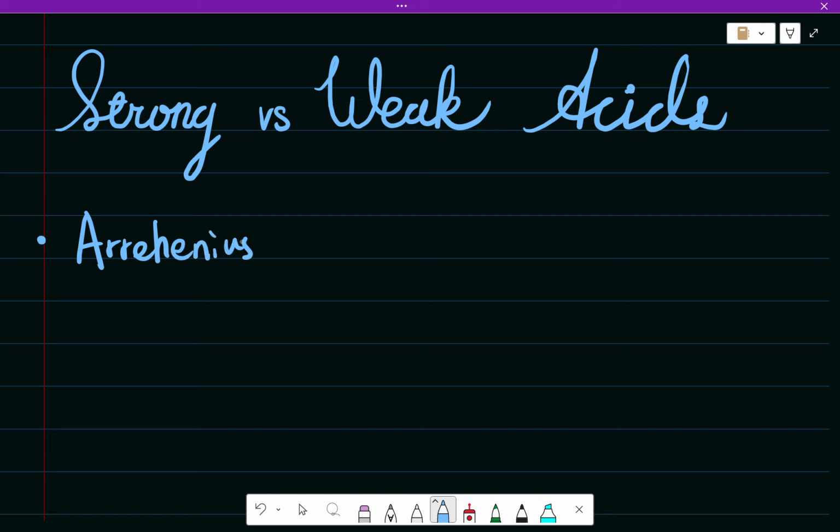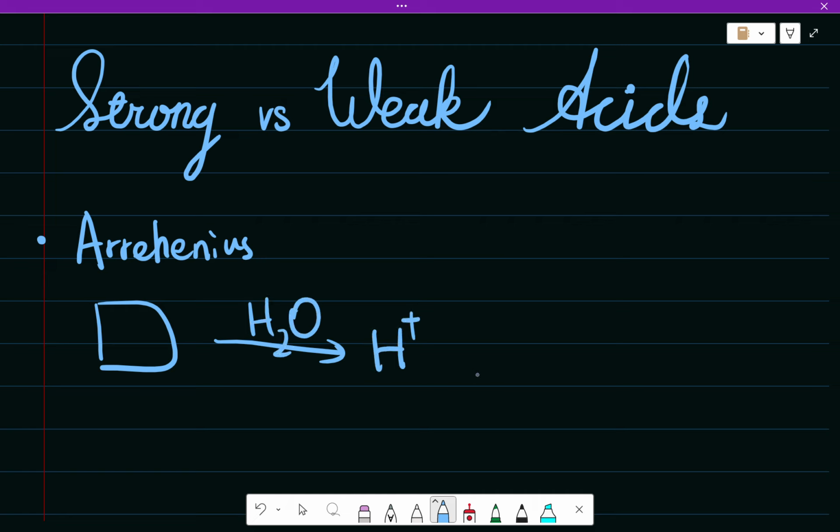So the traditional Arrhenius theory says if a compound that ionizes, producing hydrogen ion plus something else in water, then it will be considered as an acid. So this is a traditional model.